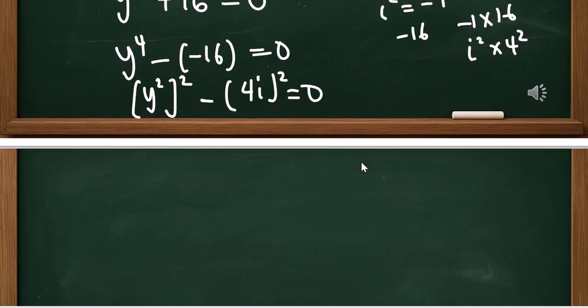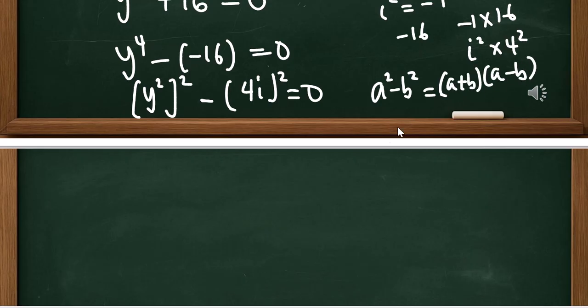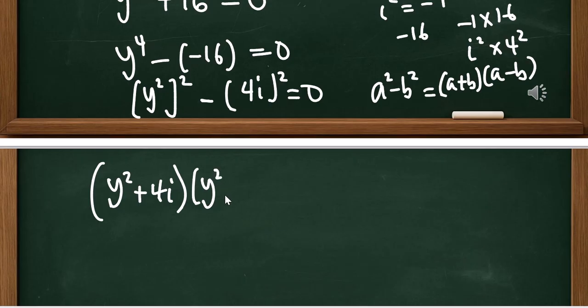Now, the next thing to do, looking at this critically, there's something we call the difference of two squares: when you have a squared minus b squared, it is a plus b times a minus b. So I'm going to apply this rule here. So here I'm going to have y squared plus 4i, and here I'm going to have y squared minus 4i, equals 0.